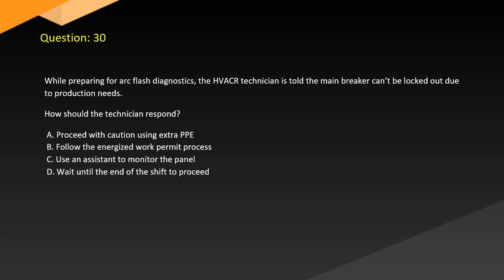Question 30. While preparing for arc flash diagnostics, the HVACR technician is told the main breaker can't be locked out due to production needs. How should the technician respond? A. Proceed with caution using extra PPE. B. Follow the energized work permit process. C. Use an assistant to monitor the panel. D. Wait until the end of the shift to proceed.